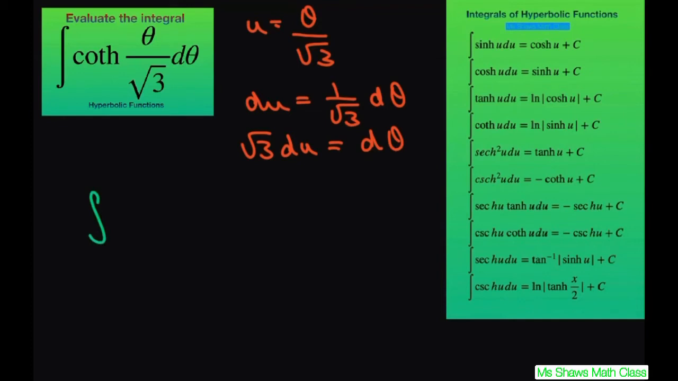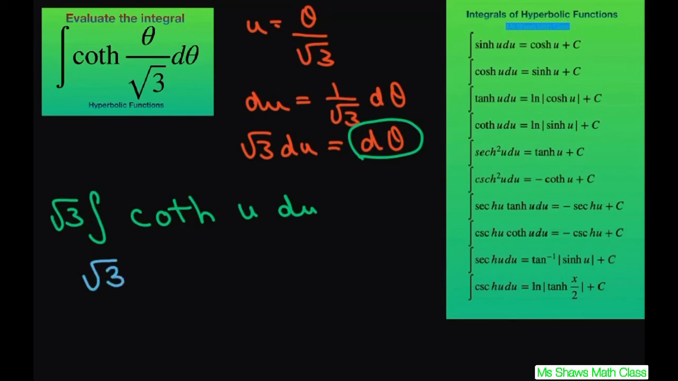So we're going to have the integral of hyperbolic cotangent of u, and our d theta is du, with the square root of 3 I'll pull out here. Now we can just use substitution and integrate this. So we have this equals, like we did on the first slide, ln of hyperbolic sine of u plus c, and then you just substitute in your u.